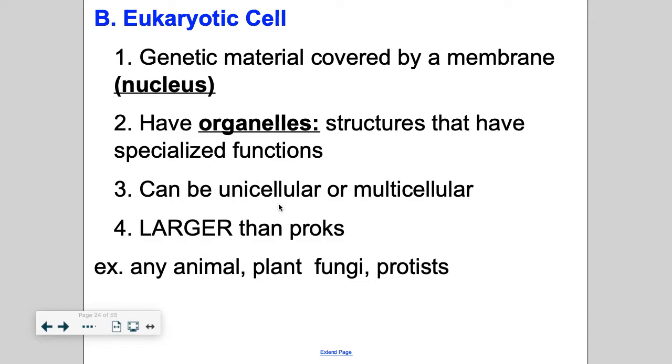Eukaryotic cells can be unicellular or multicellular, and they are a lot larger than prokaryotes. In fact, you can take 10 prokaryotes and fit them into a eukaryote. Examples of eukaryotic cells: any animal. So humans, we are animals, so we are eukaryotic. That means we have nucleuses, or nuclei, and organelles, okay? Plant cells, fungi, protists. We'll discuss what a protist is later on this year.